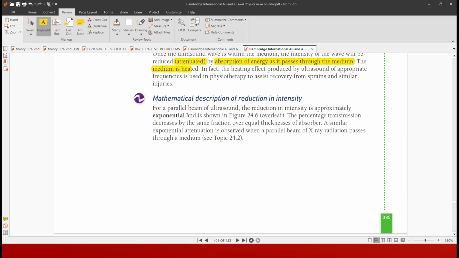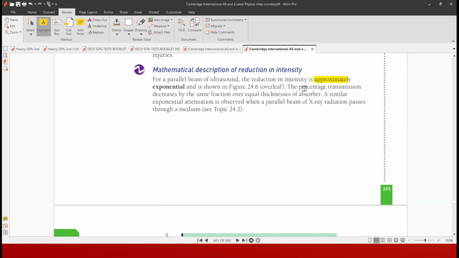Let's skip that. अब ये वो एक्सपोनेंशियल डिके को शो करेगा कि जब भी हम इस तरह की सिचुएशंस देखते हैं तो हमारे पास जो अटेनुएशन होती है वो एक्सपोनेंशियल डिके के साथ जो है वो शो होती है. For a parallel beam, the reduction in intensity is approximately exponential as shown in the figure. The percentage of transmission decreases by the same fraction over equal thickness of absorber. A similar exponential absorption is observed when a parallel beam.